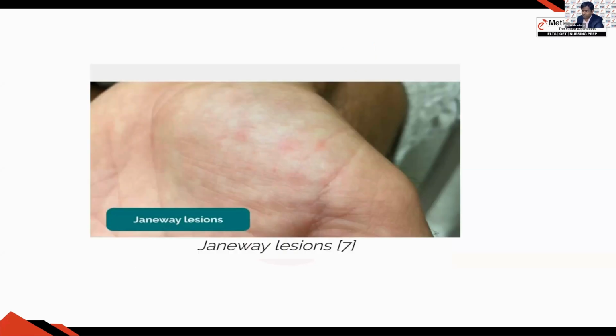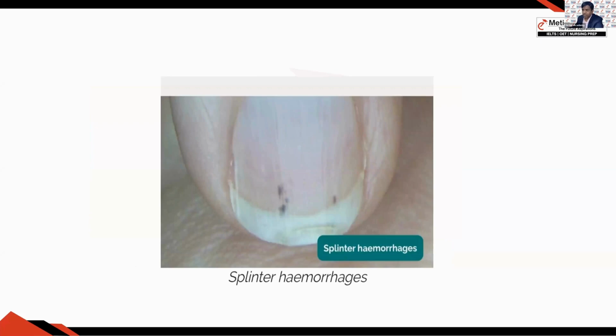Janeway lesions, we discussed now. Lesions in the palms, you can see small lesions in the palm. Janeway lesions in the palms. Splinter hemorrhage, we have studied splinter hemorrhage, and an image-based question can also be asked. It can be used for any exam. When you see this kind of finding, that is also one type of infective endocarditis.